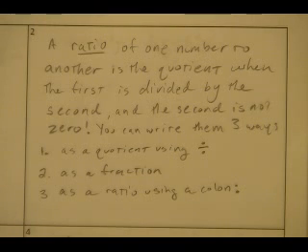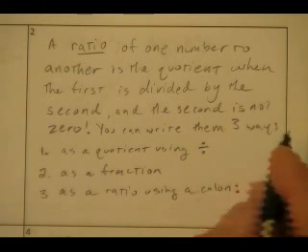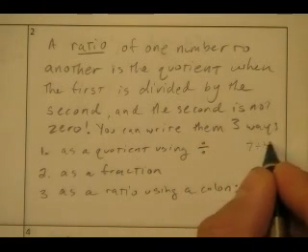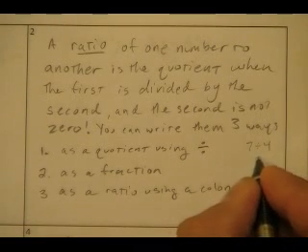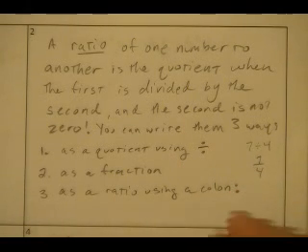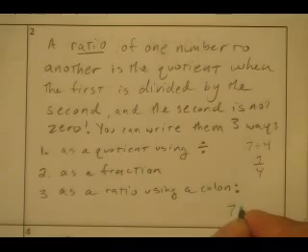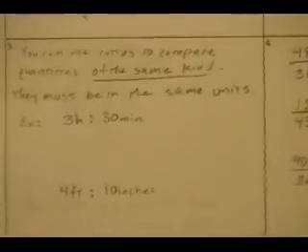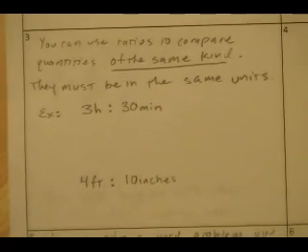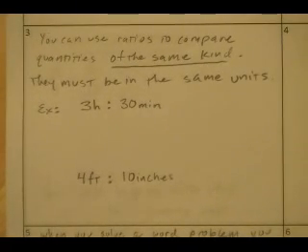You can write fractions in three ways. You can write ratios in three ways. You can write it as a quotient using a division sign, like 7 to 4, as a fraction, like 7 over 4, or as a ratio using a colon, 7:4. Right? You use ratios to compare quantities of the same kind. Meaning they must be the same unit.